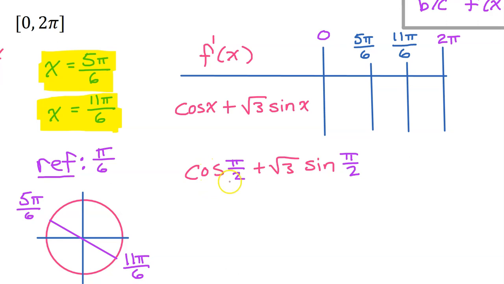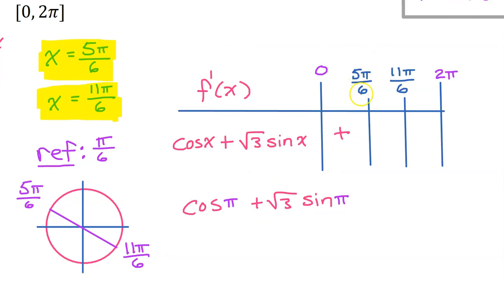So cosine of pi over 2, cosine's the x value, so this is 0, plus radical 3. Sine of pi over 2 is 1. So this is going to be positive. What about between 5 pi over 6 and 11 pi over 6? Well, that's between here and here. Pi is in that interval, so let's just use pi. Cosine of pi is -1. It's that x value, plus radical 3. Sine of pi is 0 because it's the y value. So that means this term is gone, and we just have -1. So this is a negative value.